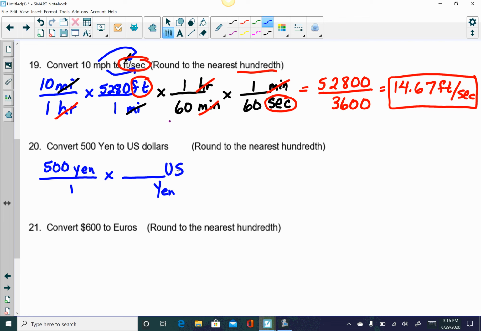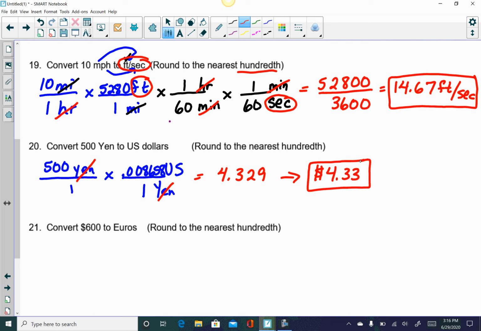Another way to think about it is that your sheet tells you that 1 yen is equal to 0.008658 US dollars. At that point, then yen cancel out. 500 times that value there should put you at 4.329, which if we round that, we're talking about $4.33 in US dollars.